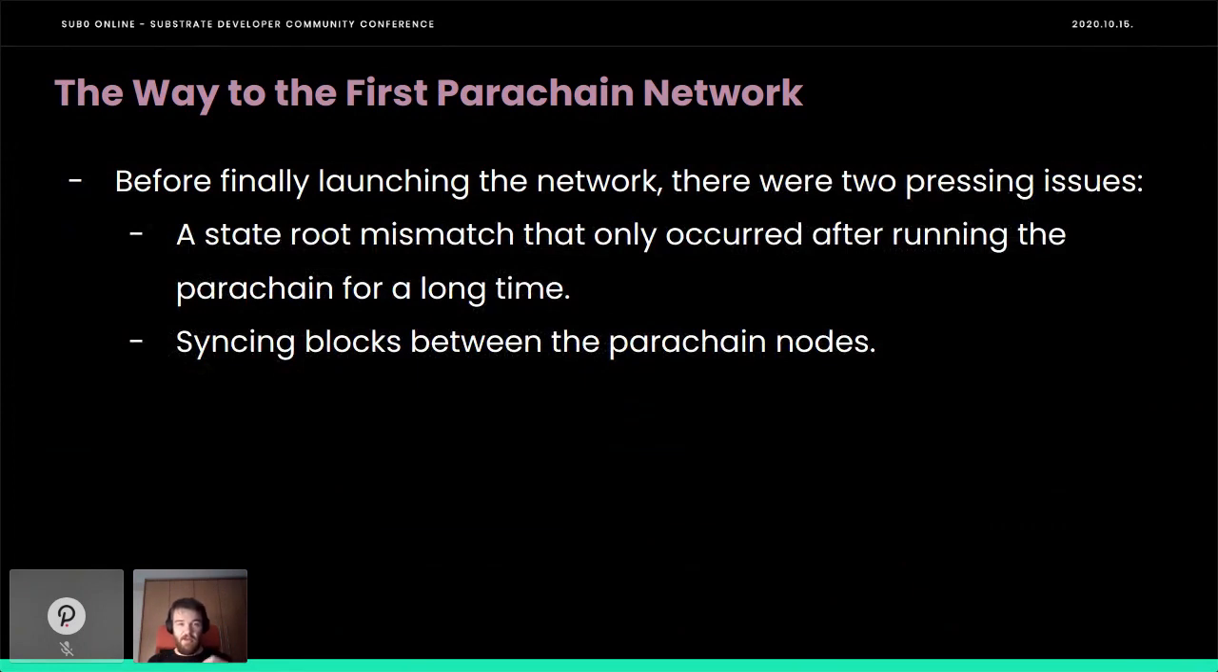this network. There was one state root mismatch that only occurred after you had your Parachain running for a long time, and you needed to be very lucky that it was running in some certain state where it was always failing. And then we had problems with syncing blocks between the Parachain nodes. So first I want to start with the state root issue.